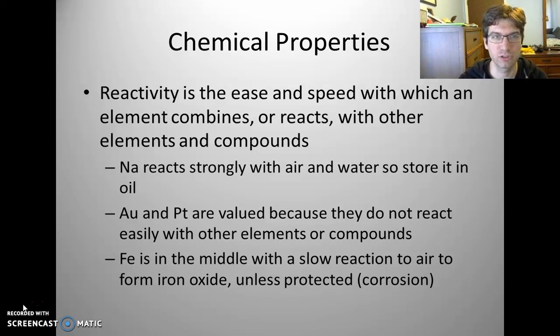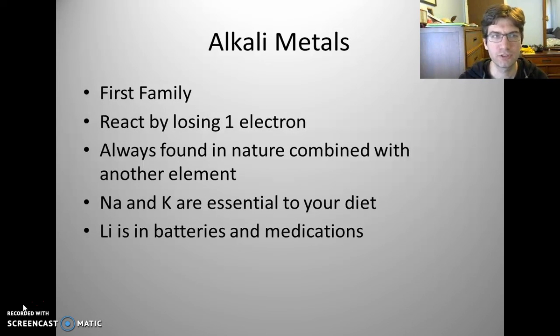Our first category is our first family. Remember, families are columns. They are up and down. Rows are across, columns are up and down. The first family is going to be called our alkali metals. They are all going to react by losing one electron. That's all they need to do in order to combine with something else: lose one electron. It is very easy to lose one electron, so they very easily react and combine with other things. And due to that fact, they are going to be found combined with other things in nature.